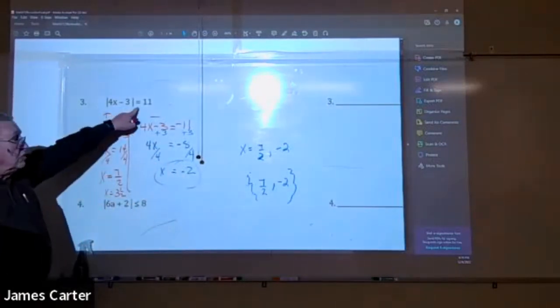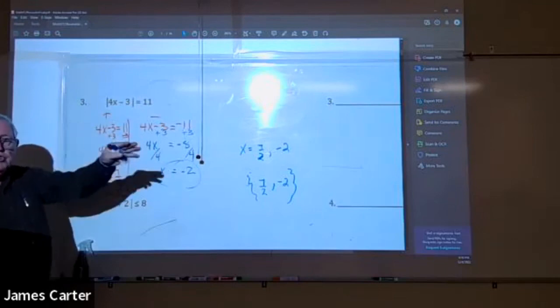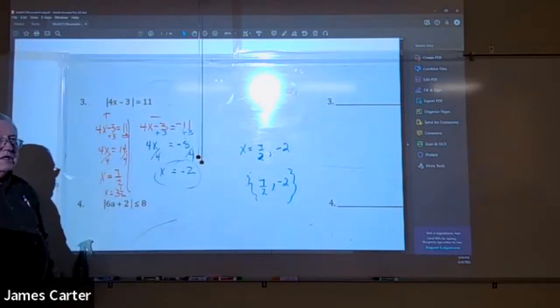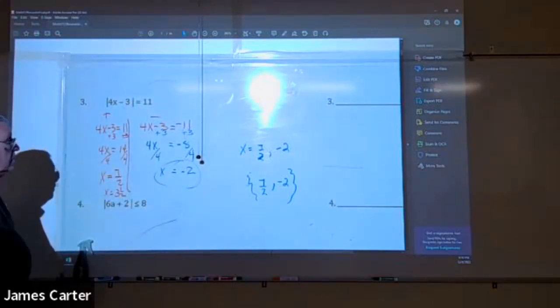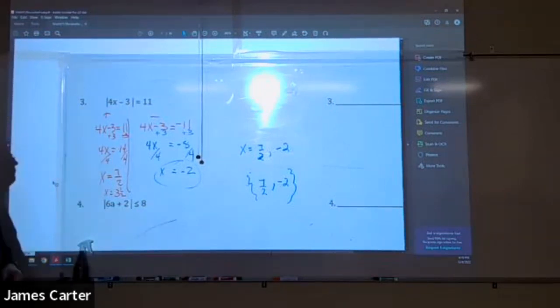This is an equal, so these are specified points, not a range, like if you have less than or greater than. Yeah, like the problem below it.